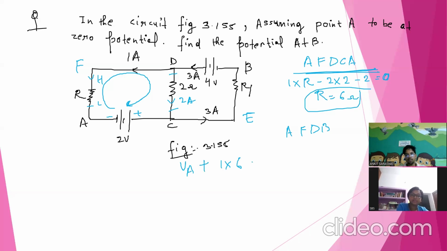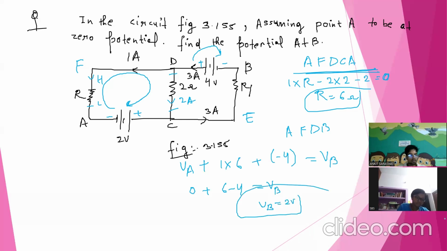From D to B, positive, negative. Final is negative. Minus 4, and whatever remaining at B. How much potential at A do I have to mention in the question? 0. 6 minus 4. What is the potential at B? 2 volt. Understood? Yes, sir. Please note down, then I will give one more question.